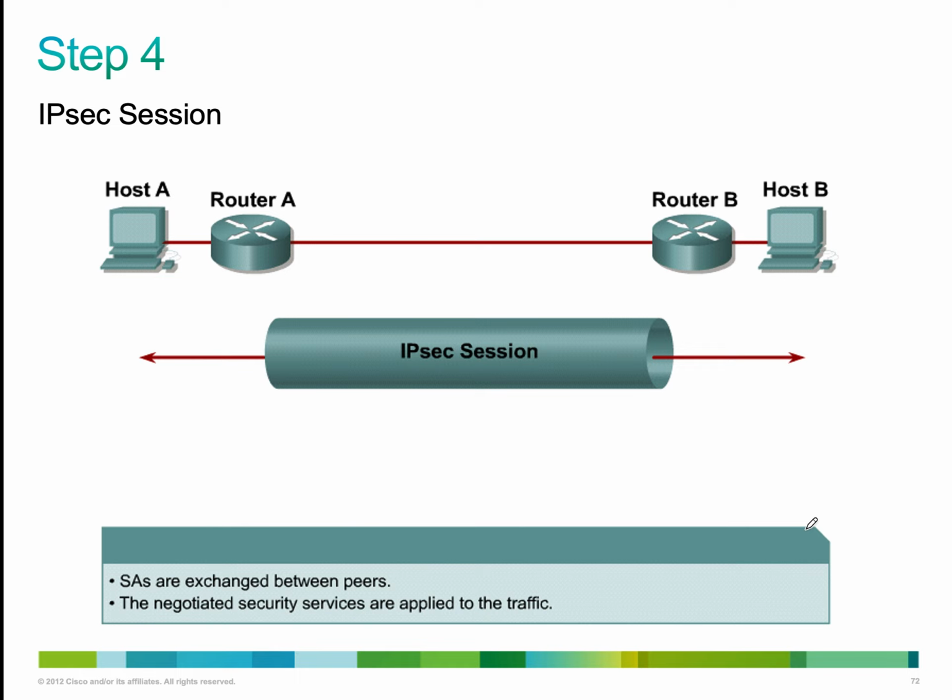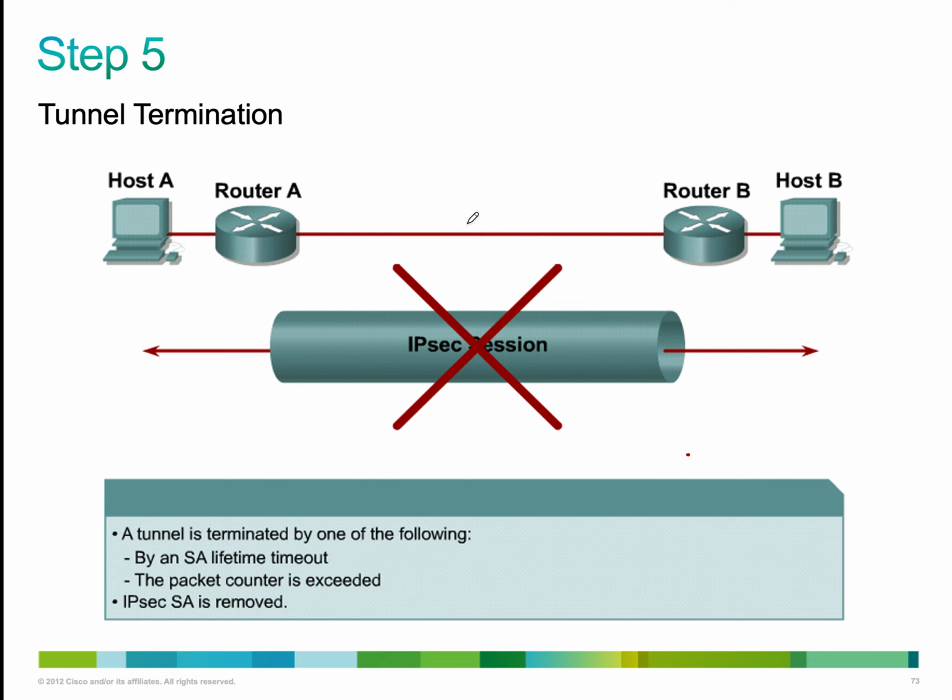Okay, so the IPsec session is a tunnel where the SAs, security associations, are exchanged between peers. The negotiated security services are applied to the traffic that goes through the tunnel. After that is done, we terminate. Termination occurs, the tunnel is terminated when the SA lifetime has expired or timed out, or the packet counter is exceeded, or the IPsec SA is removed. The termination will happen and the tunnel will be terminated.